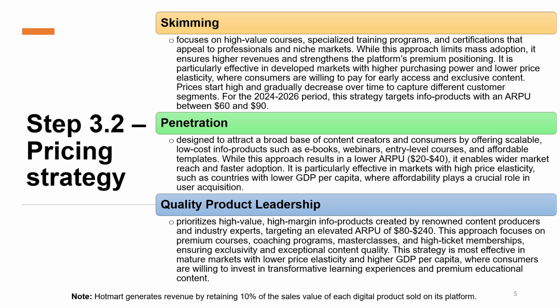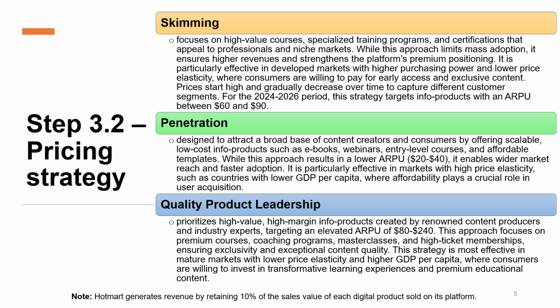The pricing strategy can be defined in three groups. First, you can use skimming. In this case, you focus on high-value courses, specialized training programs, and certifications that appeal to professionals and niche markets. This ensures the highest revenues and strengthens premium positioning, even if it limits mass adoption.